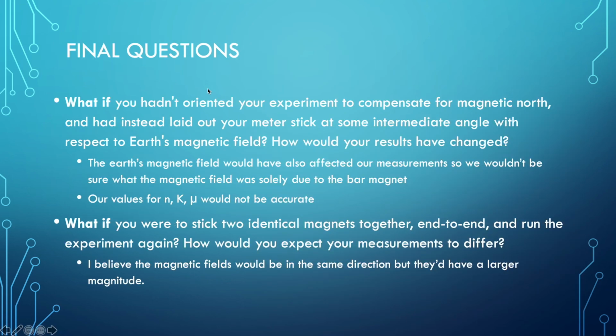And then for the final questions, if we hadn't oriented our experiment to compensate for magnetic north, then the Earth's magnetic field would also have affected our measurements, so then we wouldn't be sure what the magnetic field was due solely to the bar magnet. So our values for n, k, and mu would not be accurate. And then if you were to stick two identical magnets together, I believe the magnetic fields that we'd measure would be in the same direction but would have a larger magnitude.